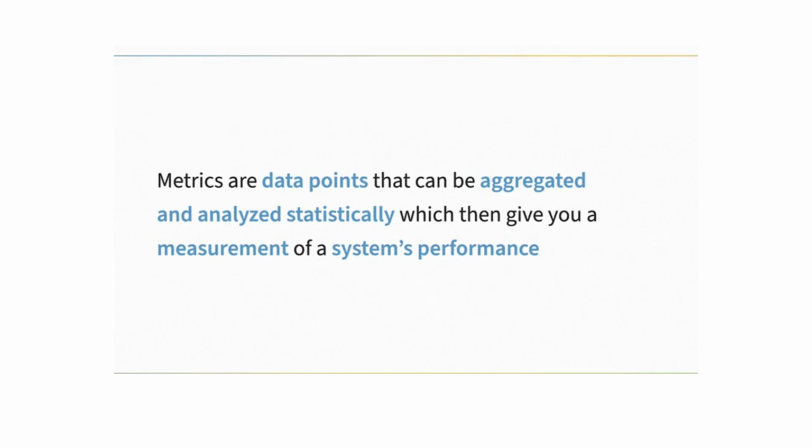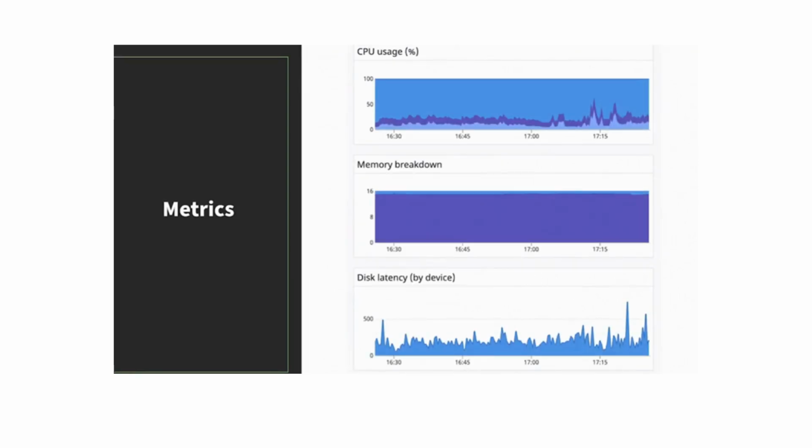Metrics are data points that can be aggregated and analyzed statistically, which then give you a measurement of a system's performance. You might be familiar with metrics like CPU usage or memory usage. These are measurements for the utilization of CPU and memory resources for a piece of infrastructure. Similarly, you can have other metrics measuring your application's performance, as we'll see as we go on in the course.